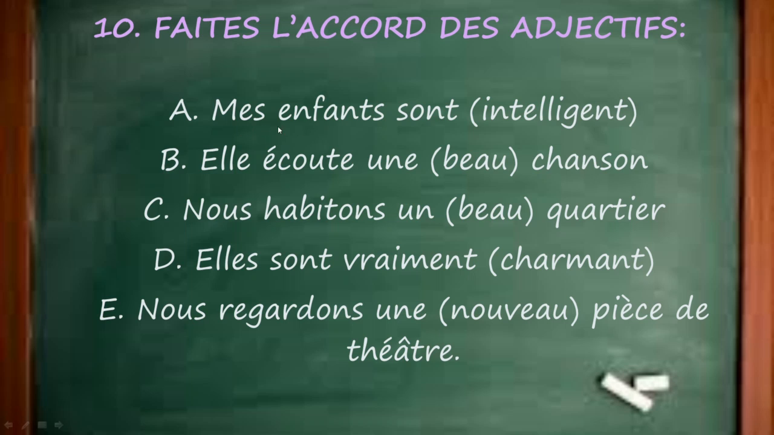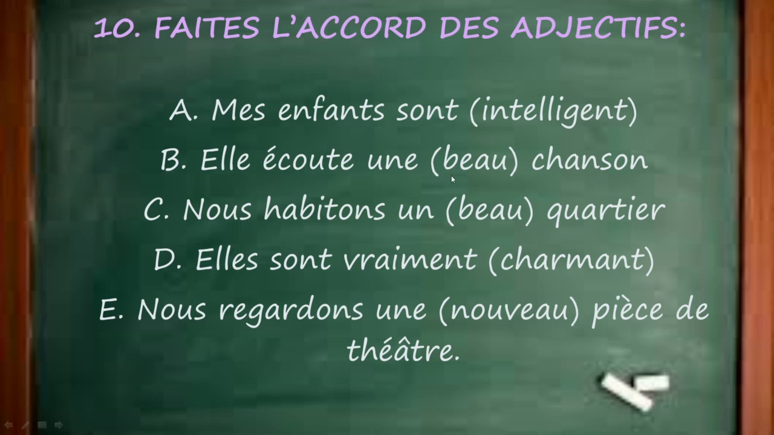So this is plural, first of all. And the word enfant, it's masculine. So this is masculine, plural. When it's masculine, plural, as you know, we'll just be adding S here. So masculine, plural, we just add S. So second one, elle écoute une dash chanson.